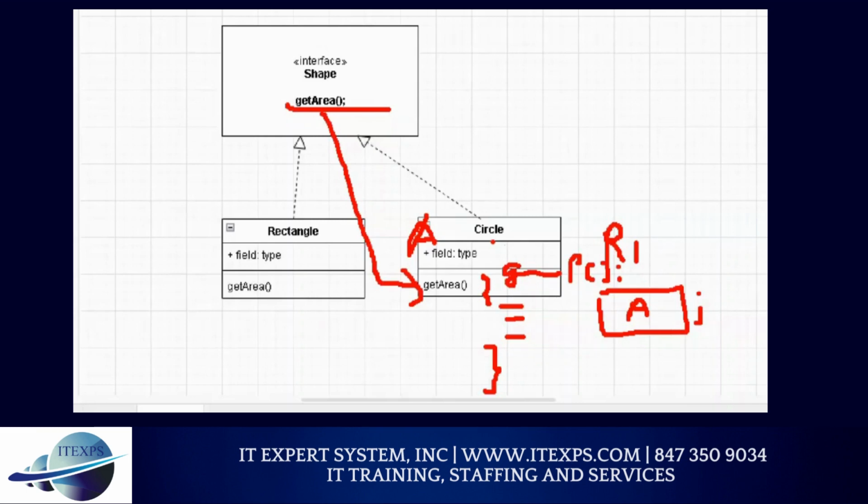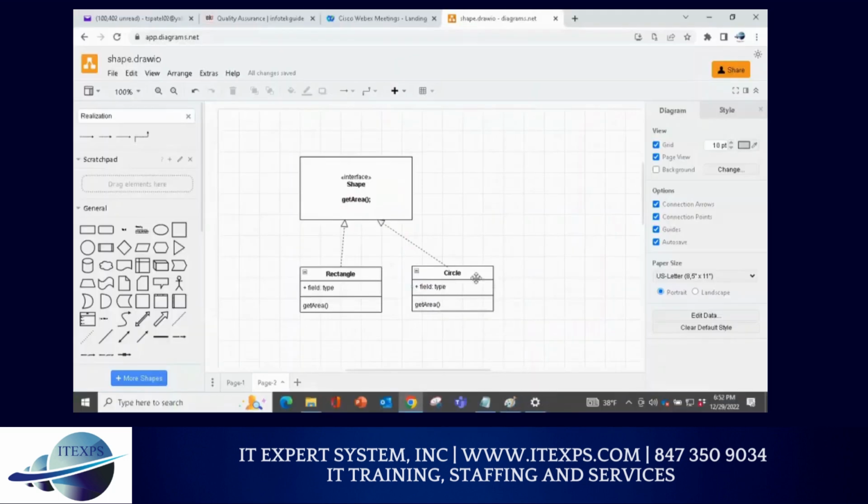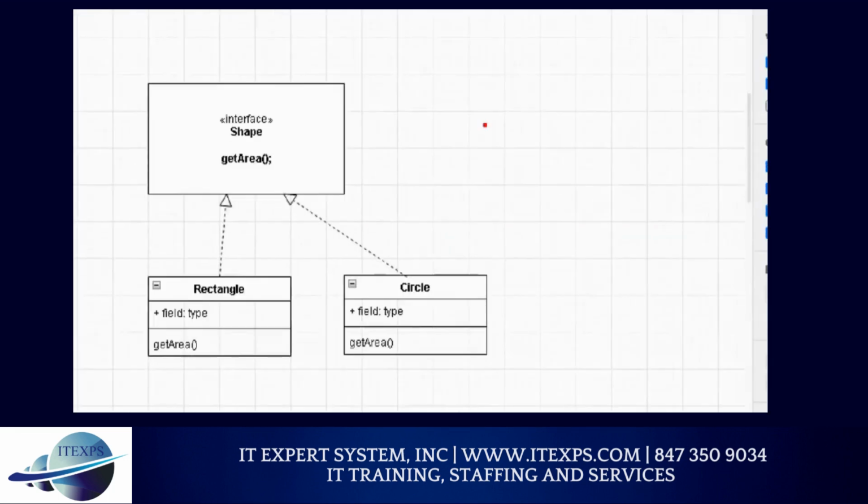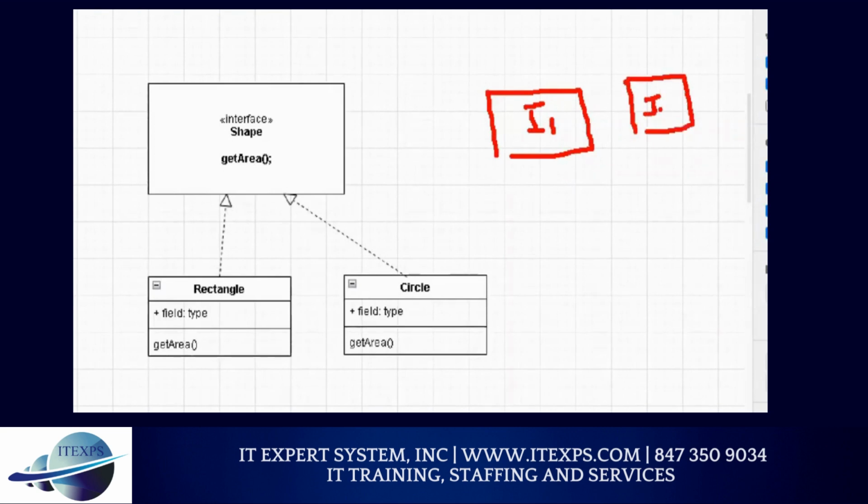Question number 3. This is a very important question, a very tough question. Listen carefully. If I have an interface, interface 1, and I have interface 2, and I have a class, can the class realize both of them? Here, this is the class. This is the interface. This is realization.